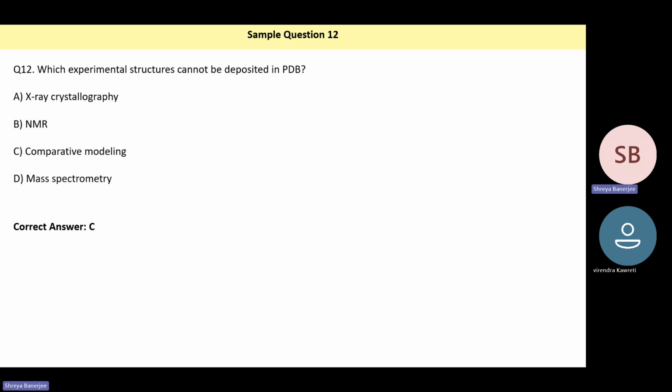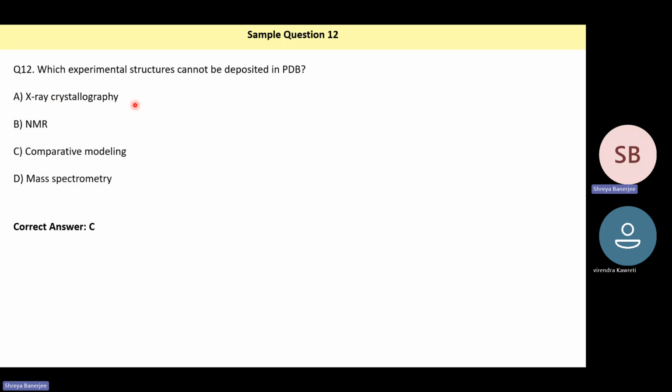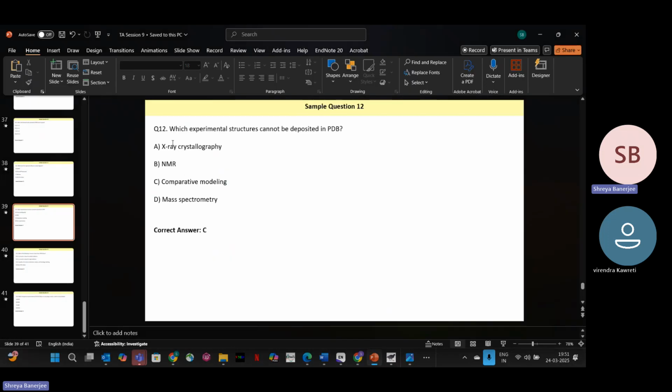So here the answer is comparative modeling. We know that X-ray crystallography has been used many times, and you can see X-ray diffraction has been used. Now, if we go to more recent structures, you will see NMR has also been used. Mass spectroscopy on its own cannot be used, but in the structures deposited in PDB, the mass information is provided.